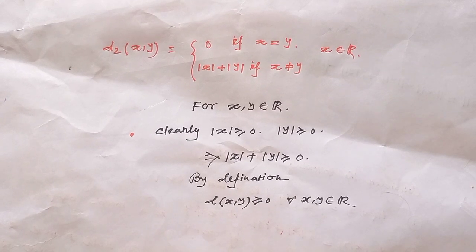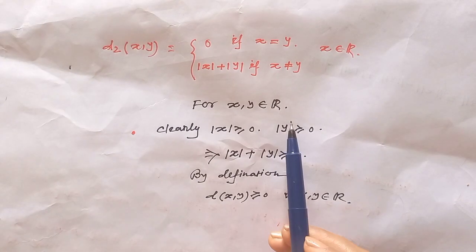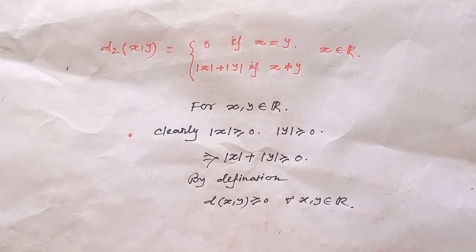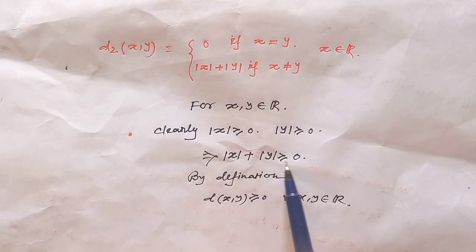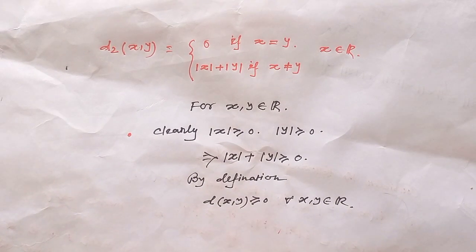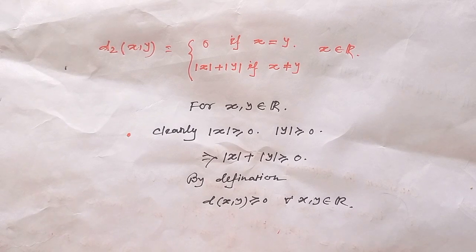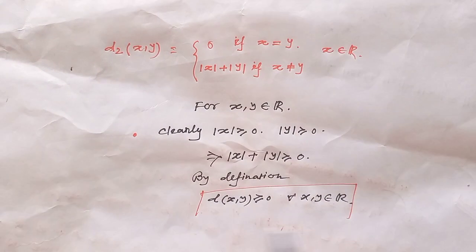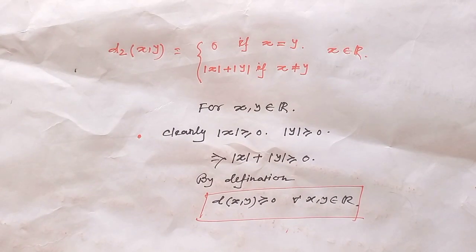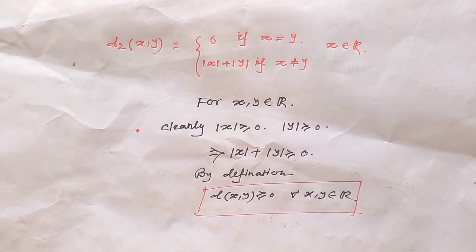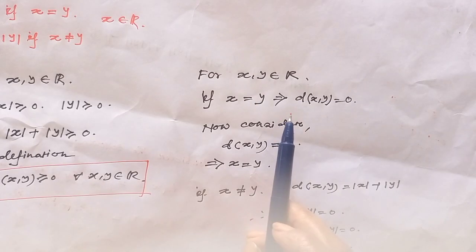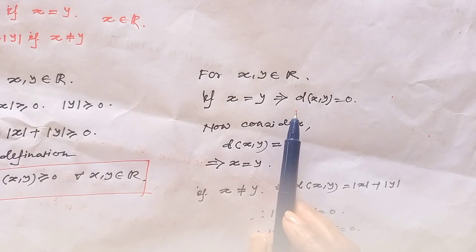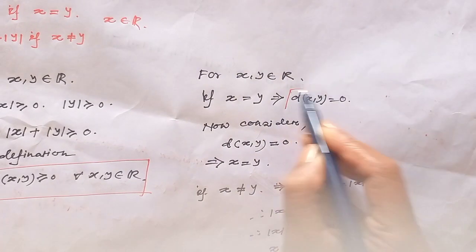Let's see the solution. For x, y belongs to R, clearly |x| is always greater than or equal to 0 and |y| is always greater than or equal to 0. That means their sum is obviously greater than or equal to 0. So, by definition, d(x,y) ≥ 0 for all x, y belongs to R. Second, for x, y belongs to R, if x equals y, then that implies d(x,y) equals 0.